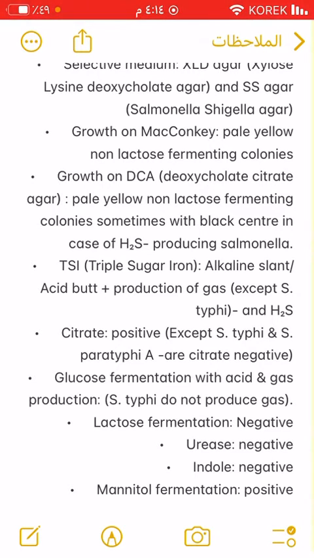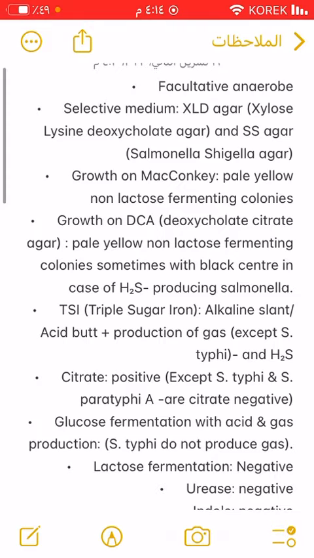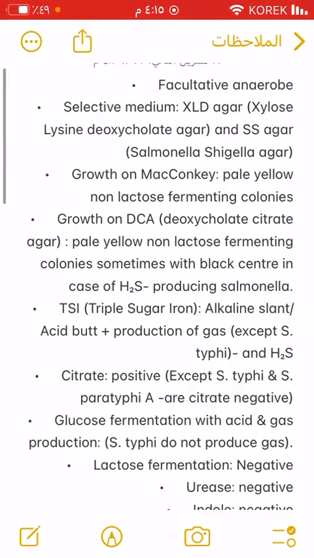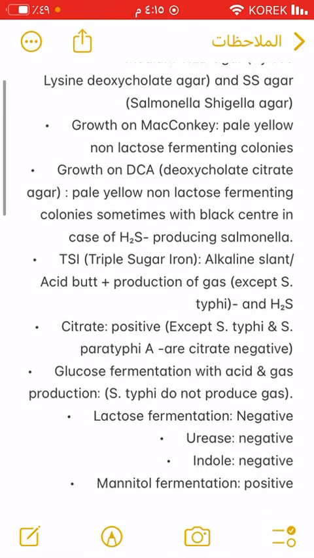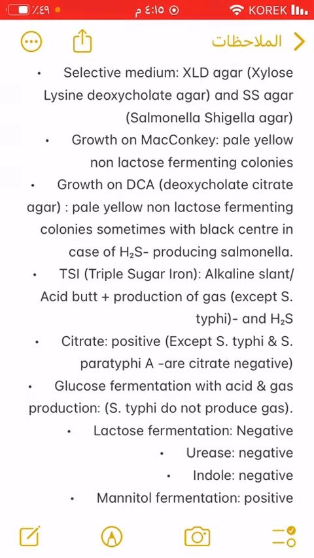What does black center mean? In the center we have a black dot due to the production of H2S, hydrogen sulfide gas. And we can do the triple sugar iron test, TSI, and in my opinion, the triple sugar iron test is very important. In our lab, one of the most important tests done, of course, are catalase, oxidase, gram stain, gelatin hydrolysis, or TSI. TSI is one of the most important tests to detect Enterobacteriaceae members and some gram-negative bacteria.